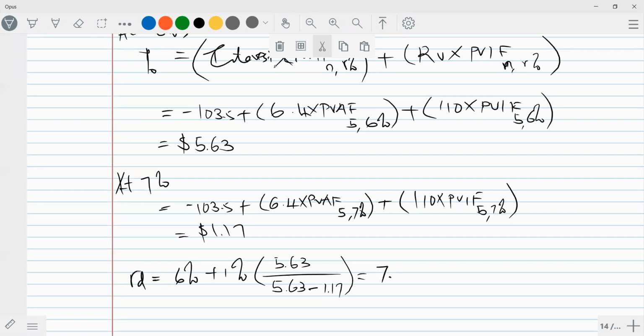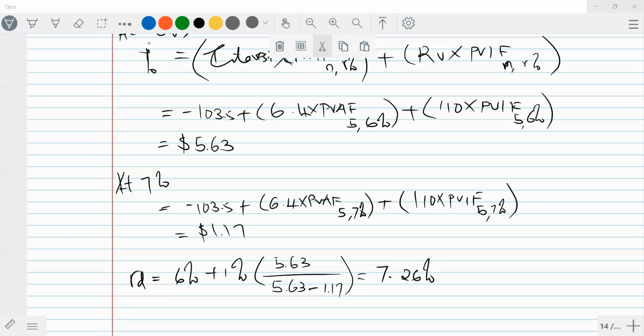Simply applying the IRR formula, we get 7.26. We get 7.26% to be the cost of the debt.